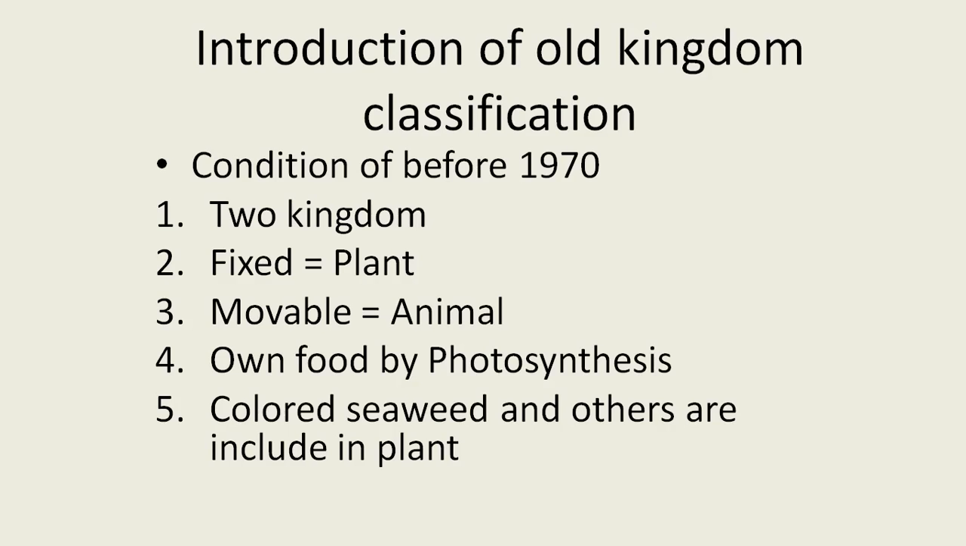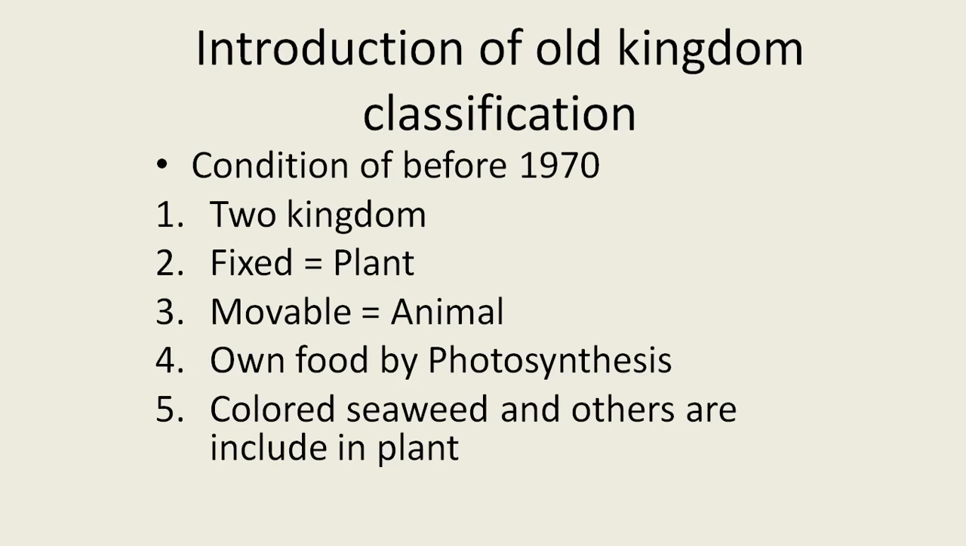And the other group: those organisms are not attached to any substratum. They are freely movable. Animals are absent of the chlorophyll pigment, and they depend on others for food. That group of organisms is put in another kingdom, known as the kingdom Animalia.